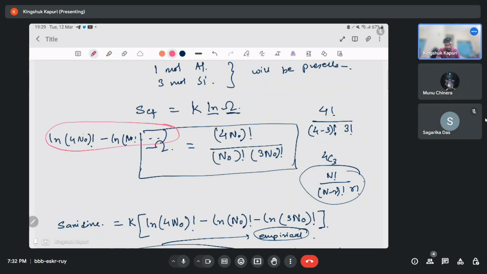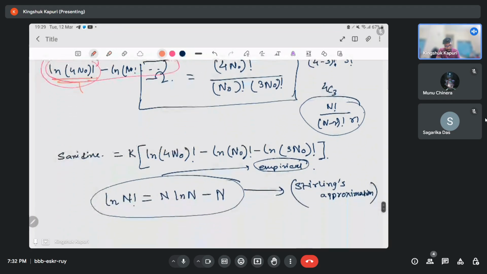Yes, sir. So when you expand this kind of term, ln 4 N naught factorial, we generally refer to this form. This form of ln n factorial is Stirling's approximation. Okay.